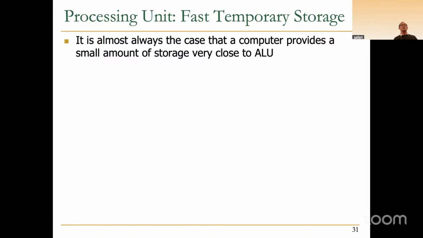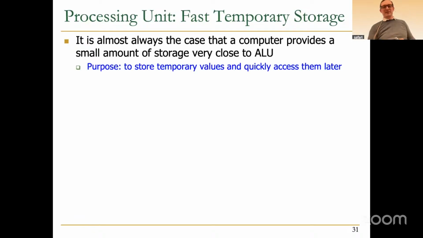It's almost always the case that a computer provides this fast temporary storage, essentially a small amount of storage very close to the ALU. And this is visible to the programmer. So we're going to explicitly specify the storage separately from the memory. You can think of this as a small amount of memory close to the ALU. The purpose is to store temporary values and quickly access them later. This is how fundamental data access and memory is to our instruction set architectures.